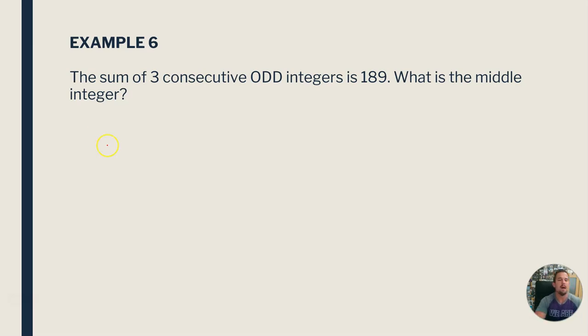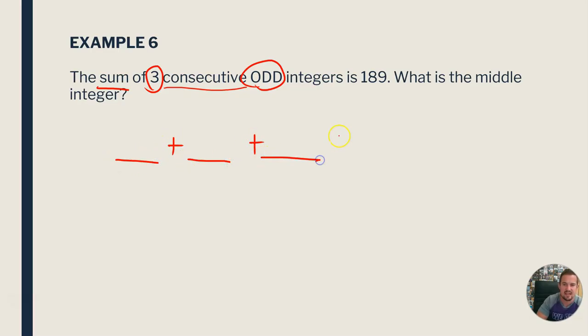So this says the sum of 3 consecutive odd integers is 189. What is the middle integer? This looks kind of exciting. So first of all, sum. Sum means addition. I'm adding 3 different things together. So I'm going to go ahead and write 2 different addition signs. I'm adding 3 different things together, and the answer is 189.